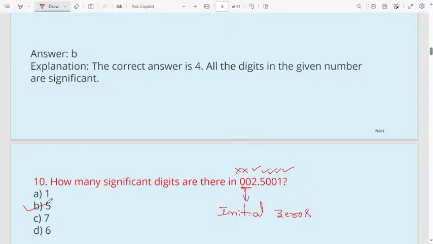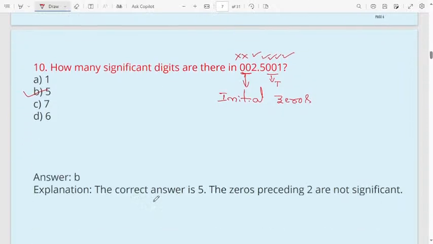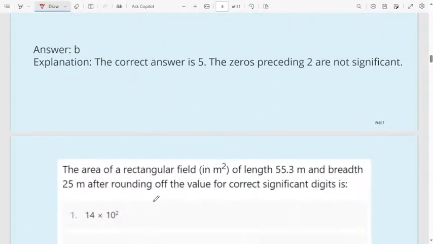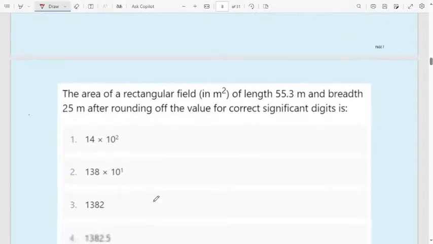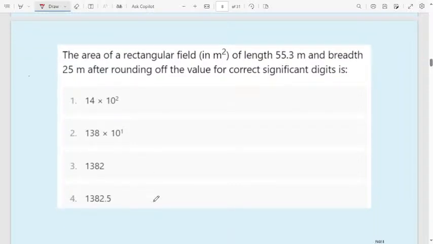Initial zeros, always keep in mind, are not at all significant. These two zeros are trapped zeros, therefore they are significant. That's why remembering and understanding the rules is very important. If you know the rule, you can easily do it. If you don't know, it will be difficult for you.